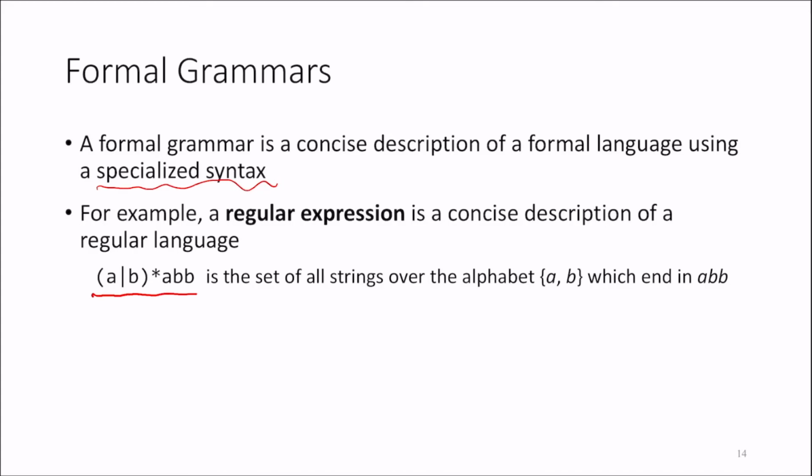If I say that I want the set of strings over the alphabet {A, B} which ends in ABB, I can write that down in math notation, but I can also write it down as this regular expression, which, if I read it aloud, is (A|B)* followed by ABB. So you can have any number of A's or B's in any order, 0 or more of them, as long as the last 3 letters are ABB.